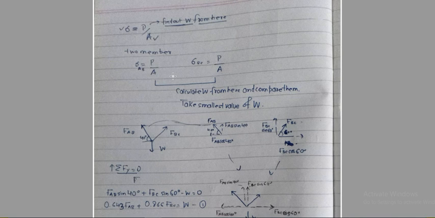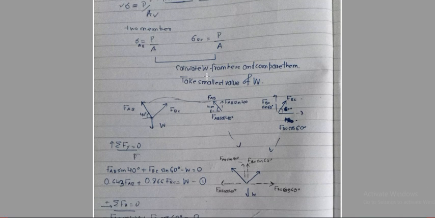So how are we going to calculate W in this case? We are going to represent FAB and FAC in terms of W, and then calculate W from both of these formulas. Then we take the smallest value of W from both of these formulas, right?